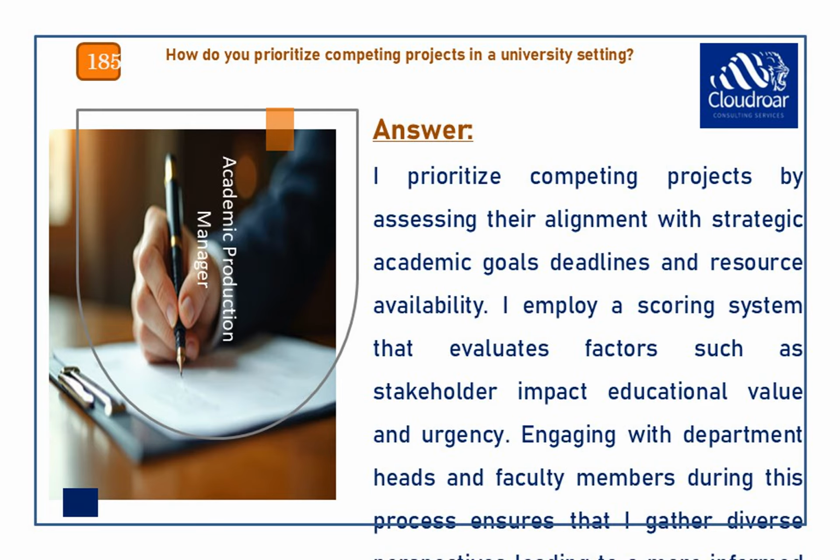Question 185. How do you prioritize competing projects in a university setting? I prioritize competing projects by assessing their alignment with strategic academic goals, deadlines, and resource availability. I employ a scoring system that evaluates factors such as stakeholder impact, educational value, and urgency.